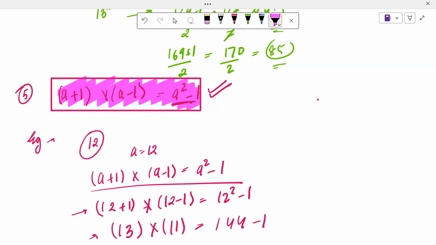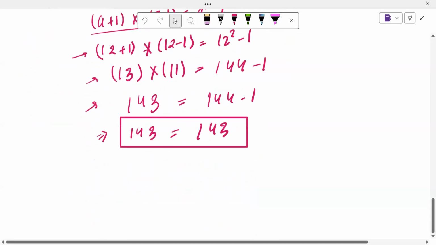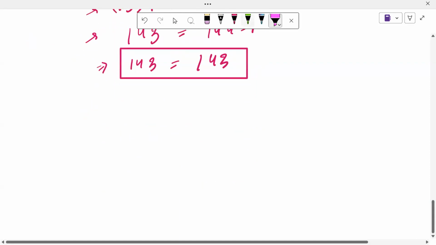Done. Okay, now we shall move ahead. So this is the fifth property. I'll give you a few examples to do afterwards. Let's study the sixth property as well. The last property is basically a pattern. And what is that pattern?